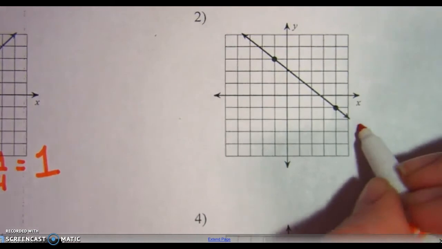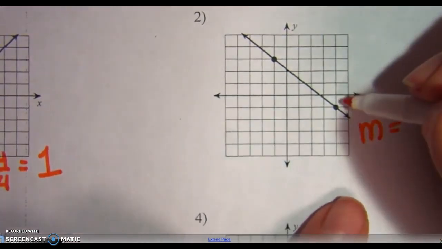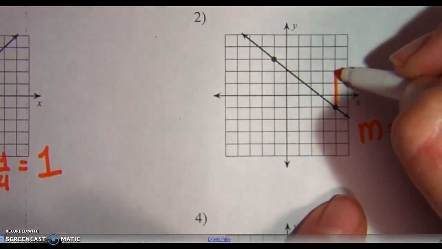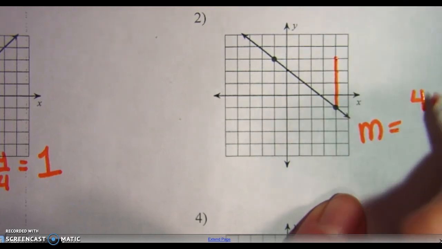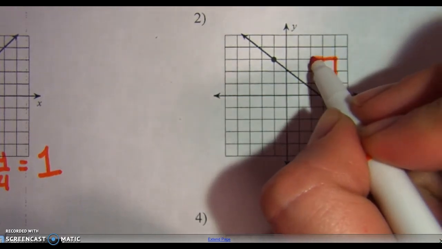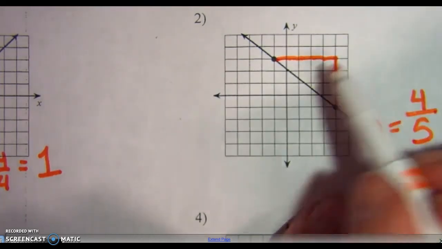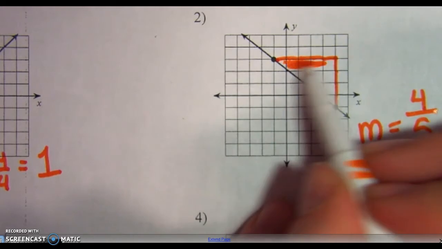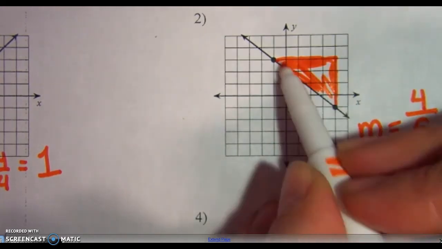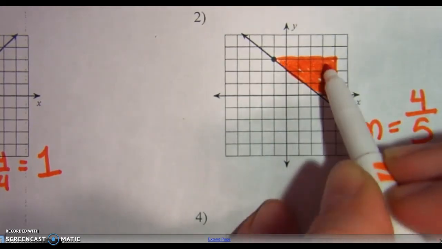Over here, we have our slope. So I'm going to count up 1, 2, 3, 4. And I'm going to count over 1, 2, 3, 4, 5. Okay, see how it makes a triangle? If I color in, I have a triangle now. So these are what we call the legs of the triangle.